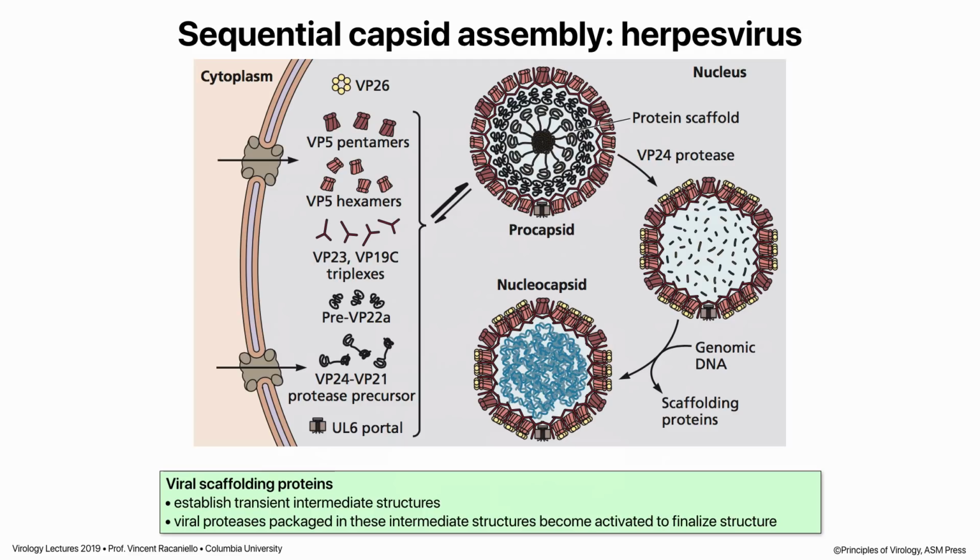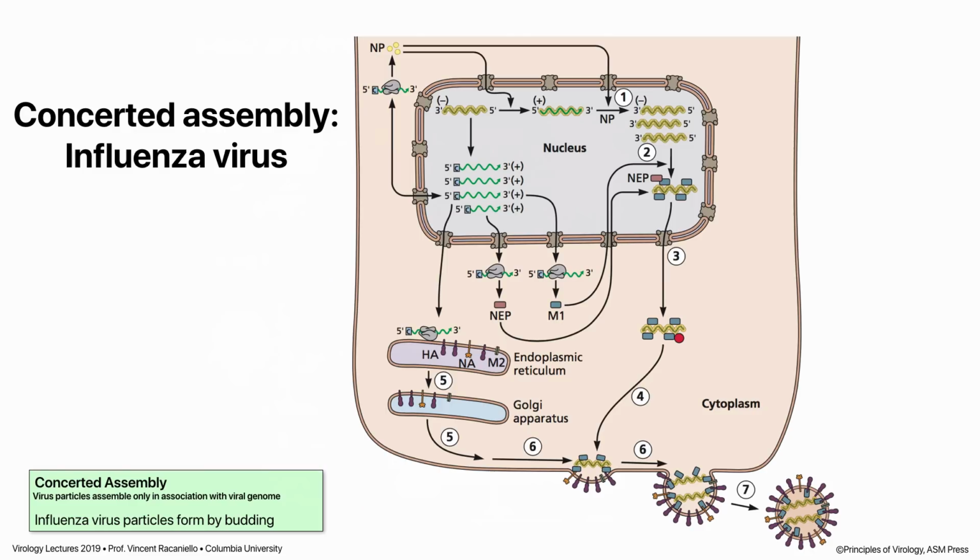Now, this is only the nucleocapsid. It has to acquire a membrane. We'll look at that later. We'll also look at how the DNA gets specifically into the capsid. All right, so that's sequential assembly.